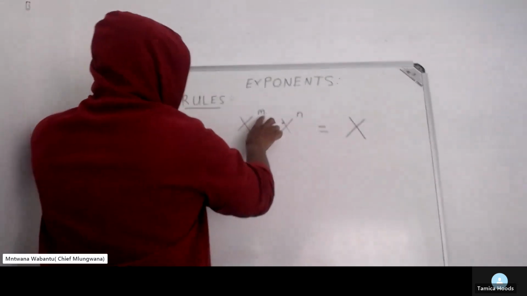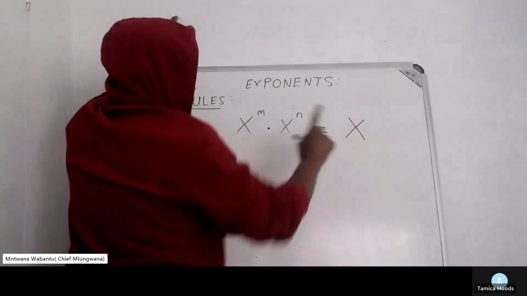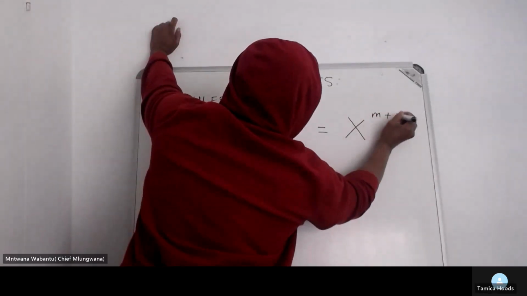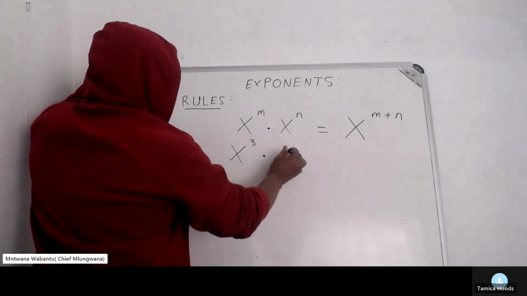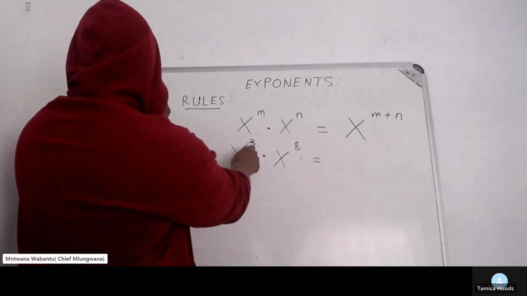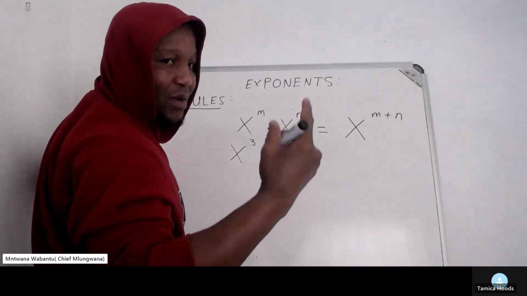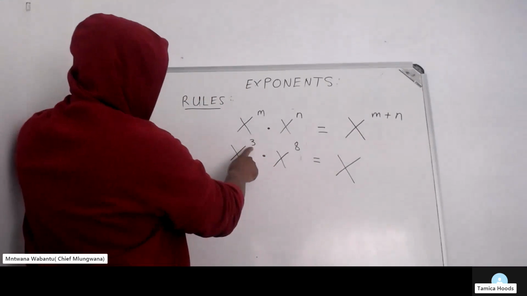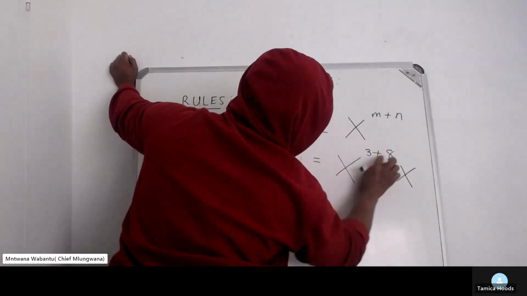See, x power m, it can be any number, times x power n. Now these bases are the same. We're only going to write one base, and then we add the powers, meaning m plus n. Example: somebody gives x power 3 times x power 8. What does that mean? The bases are the same, so I don't have to write x again. I'm only going to write one base, and then I'll add the powers, 3 plus 8, which equals 11. So x power 11.